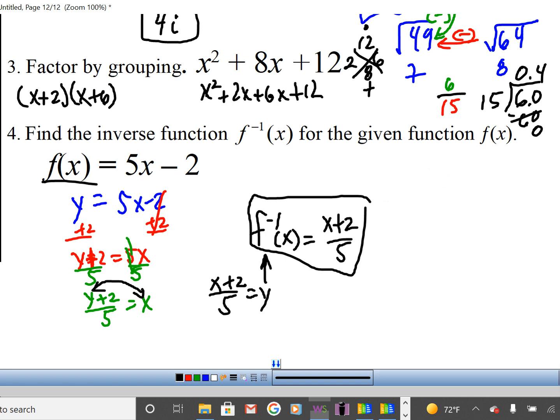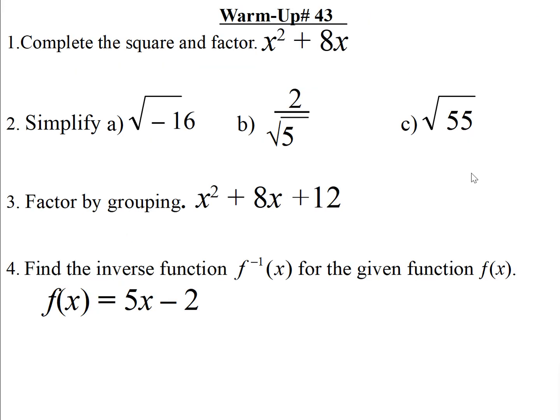Alright, copy the agenda for today. Warm-up number 43, transformation of functions. Home play, only 3 transformations for today.